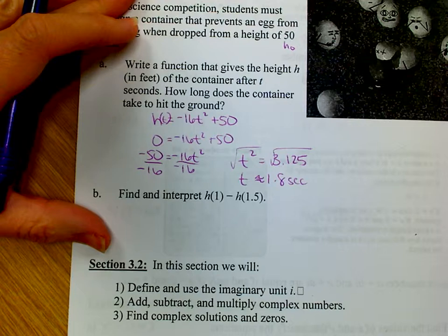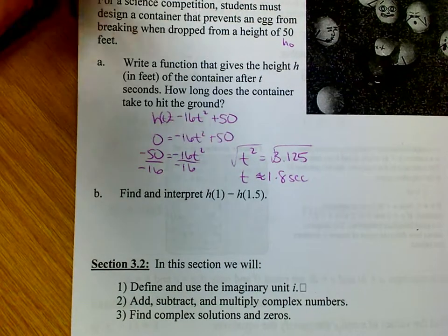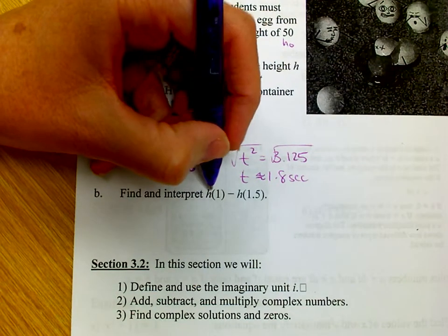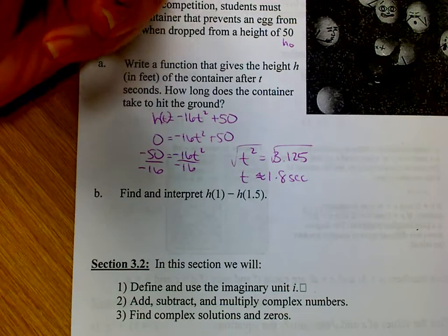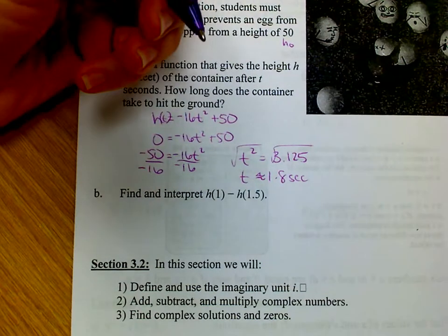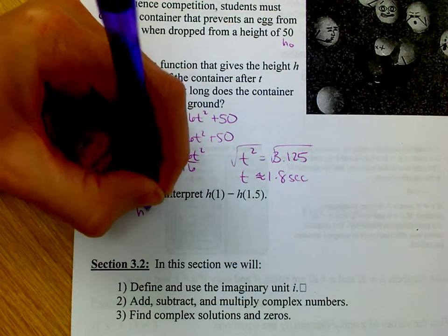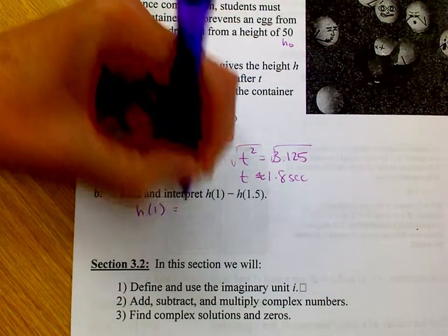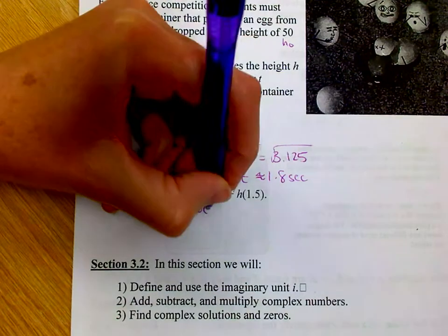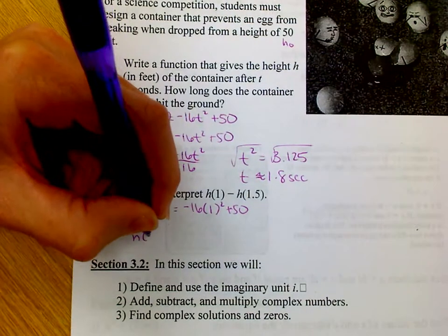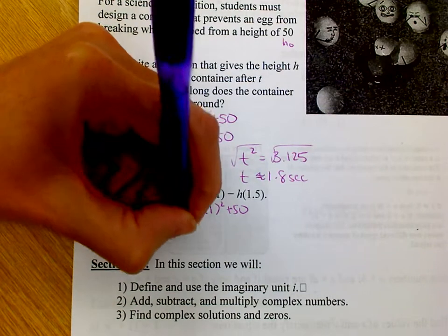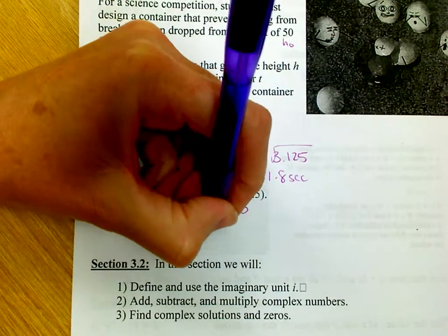For part B, it says find and interpret h of 1 minus h of 1.5. Well, what this is really asking us to do is find the height after 1 second, find the height after 1.5 seconds, and then find the difference between them. Okay? Well, the height after 1 second is going to be where I plug in a 1 for t. Okay? The height for 1.5 seconds is going to be when I plug in 1.5 for t.